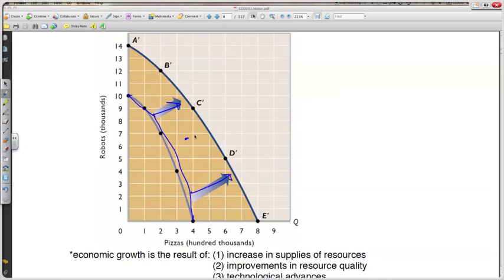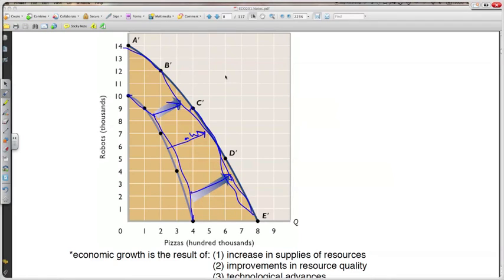So if previously our W is here, and it was previously unattainable, now that we have this jump in our curve, we can now produce W. But notice that we would not want to produce at this point because that would be at unemployment. We want to produce along this line because when you produce along the PPC curve, then you are maximizing your possible production.